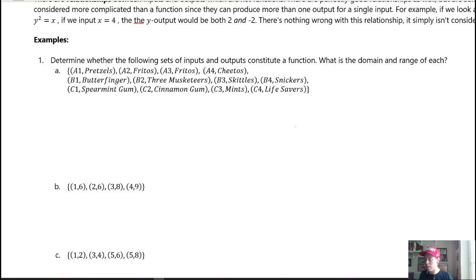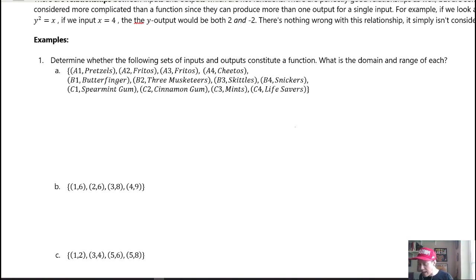We'll go a little faster now. The next point is B1 comma Butterfingers, and then we have B2 comma Three Musketeers. Then we have B3 outputting Skittles. We have B4 outputting Snickers. We have C1 outputting Spearmint Gum. We have C2 outputting Cinnamon Gum. We have C3 outputting Mints, and we have C4 outputting Lifesavers.